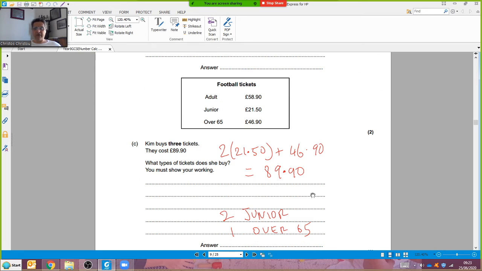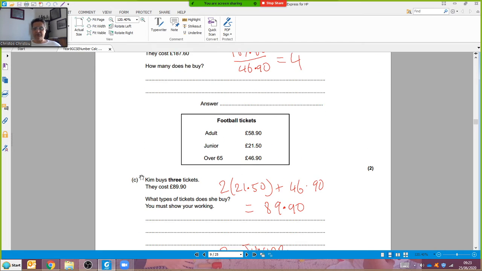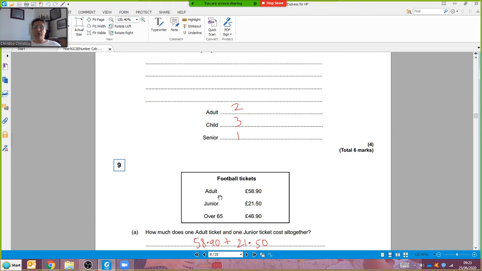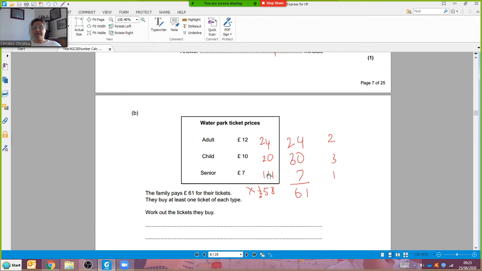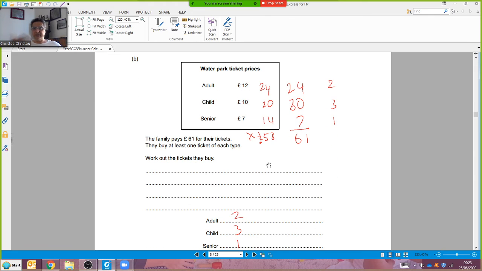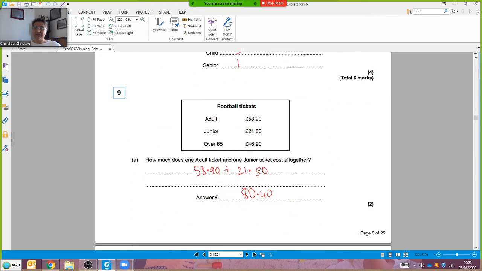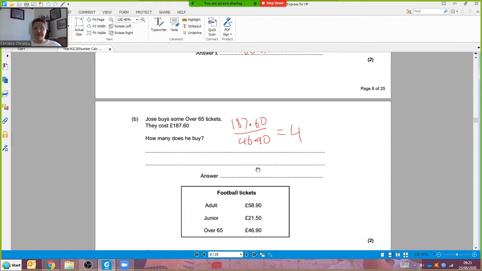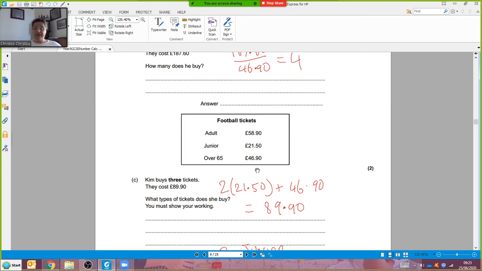Now what? More trial and improvement, I think. So Kim buys 3 tickets. They all come to a total of £89.90. What types of ticket does she buy? Yeah, it's problem solving. It's exactly like this. We have to try and work it out with trial and improvement. That's a legitimate way of doing the mathematics. It's the only way in this case.